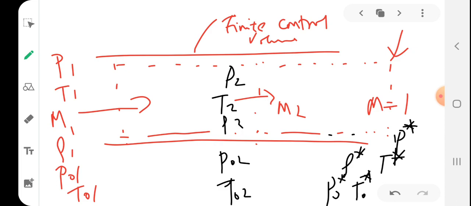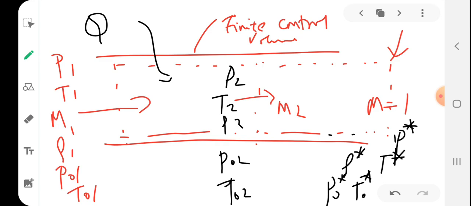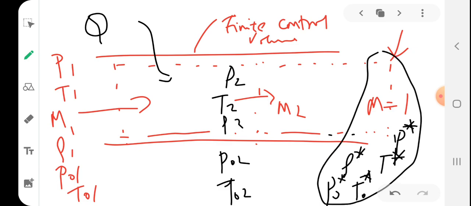Suppose I am adding heat. If the flow is to be Rayleigh, some heat should be added or rejected. I am adding heat Q per unit mass of the flowing fluid. So I'm taking this particular section as a reference section, because we have to non-dimensionalize. Pressure ratio means a non-dimensionalized form. I will be non-dimensionalizing based on the reference state. This critical section will be taken as the reference state.